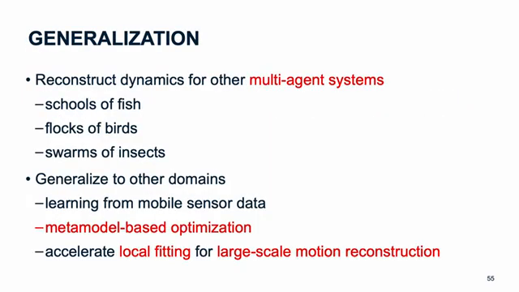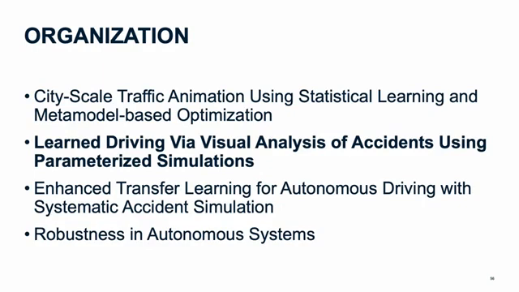The approach that I presented here is not only useful for traffic simulation, but it can also be used for multi-agent systems as well. Particularly, it generalizes quite well to other domains, learning from mobile sensor data that could be used to track schools of fish, flocks of birds, or insects. And it accelerates local fitting as well as large-scale motion reconstruction.